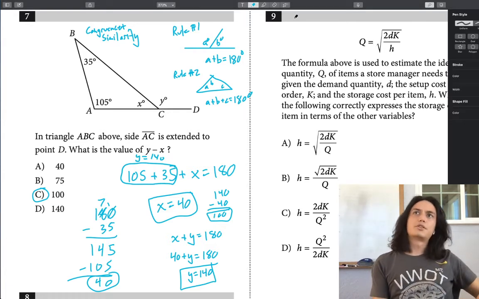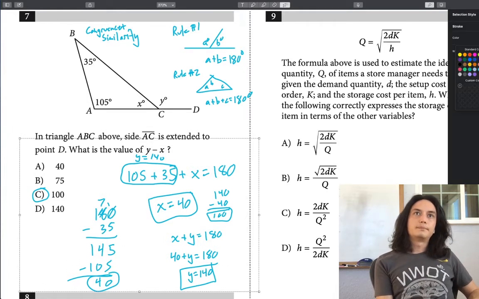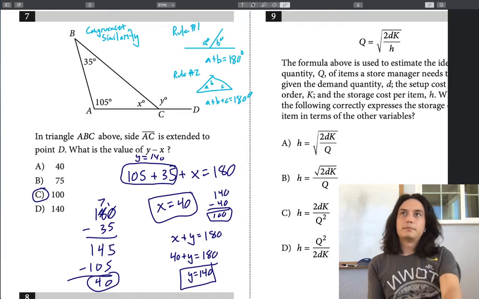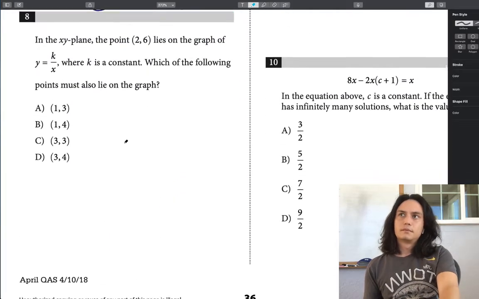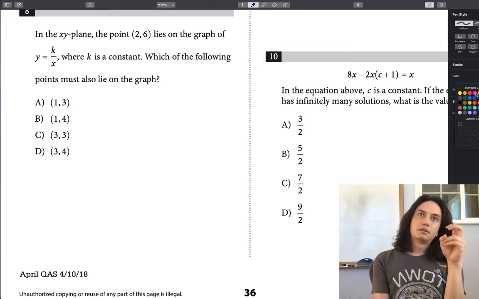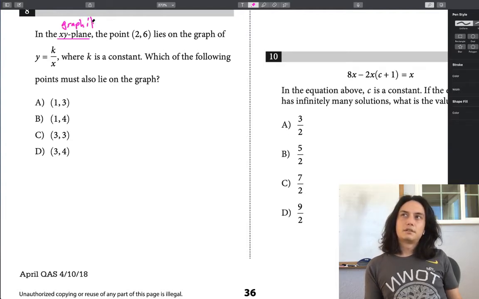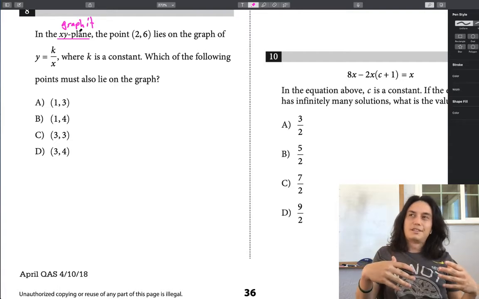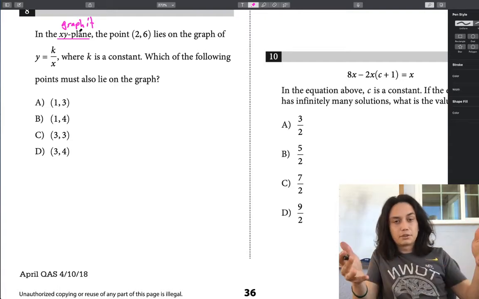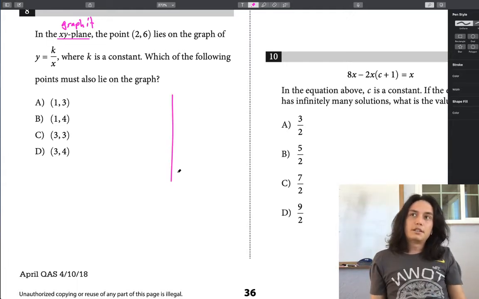We're going to go to, I'll change the color to the appropriate color. We're going to go to question 8. All right, here we go. In the XY plane, almost all of these questions that start with this, in the XY plane, this almost always means graph it. Because they could have literally just shown you a graph of an XY plane, which looks like a graph.